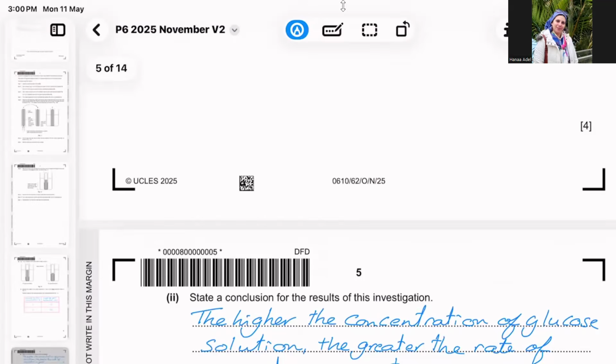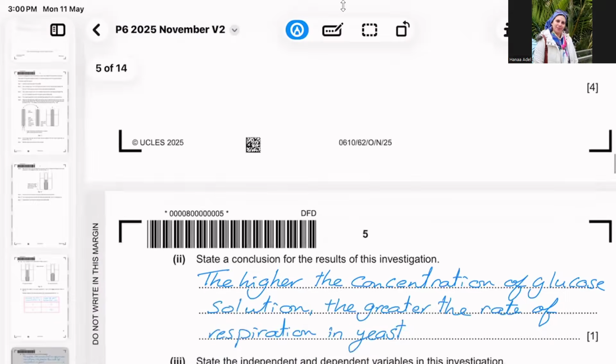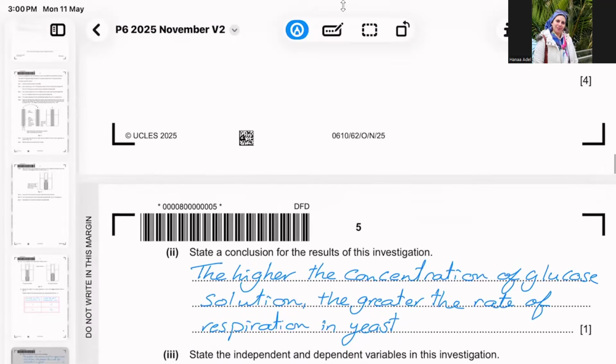The higher the concentration of glucose solution, the greater the rate of respiration in yeast. Next question, state the independent and dependent variable in this investigation.